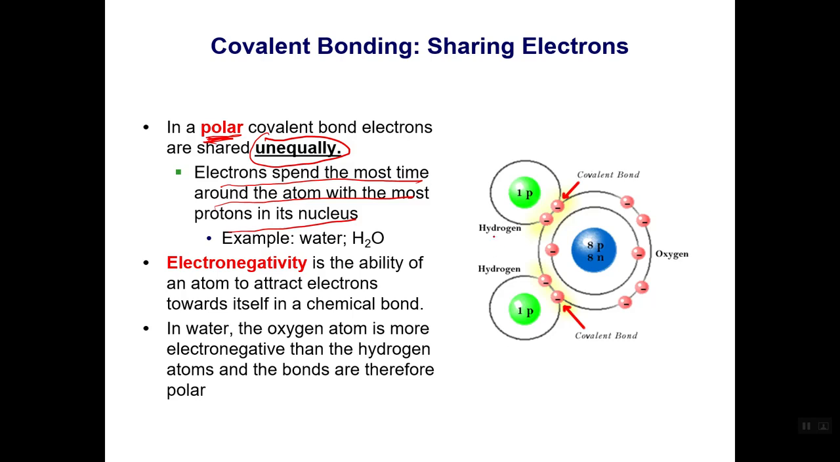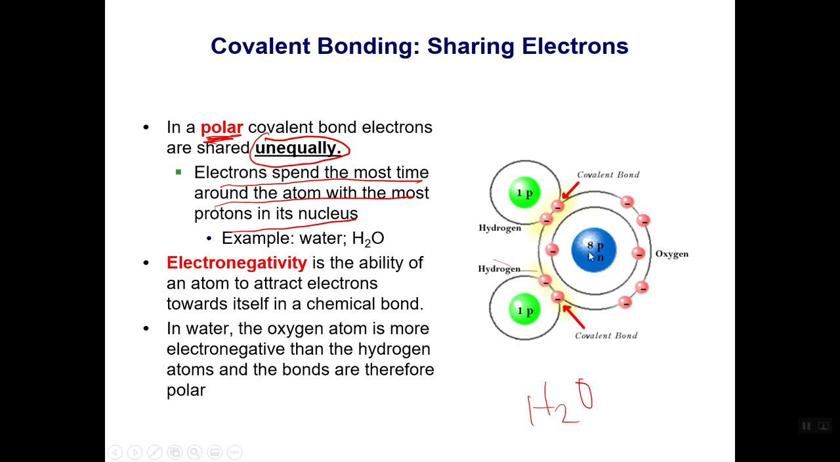Let's think about why. Here is an electron model of the molecule water. All right, so here in blue, this is representing the oxygen and its electron shells. And here we have hydrogen and hydrogen. Remember, water is H2O. So we have an oxygen and 2 hydrogens.